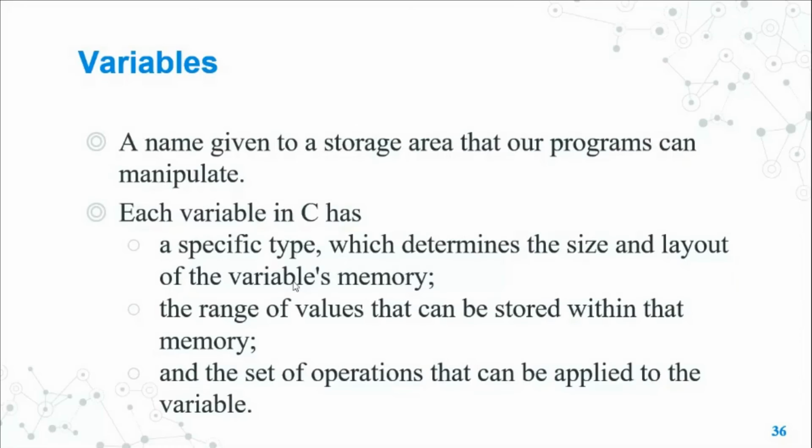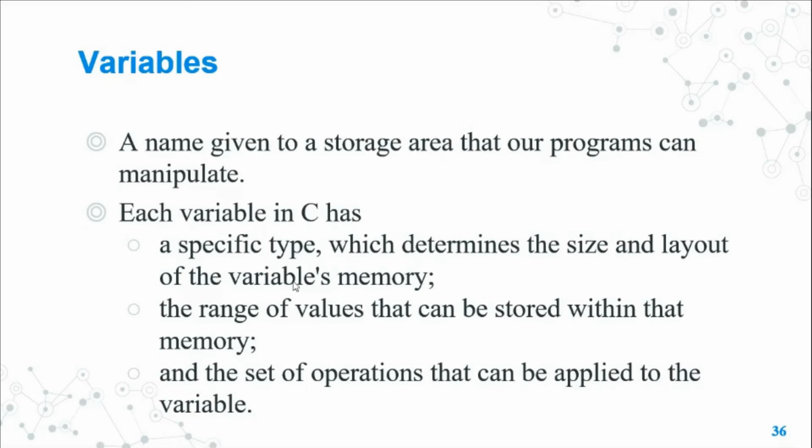A variable is a name that is given to a storage area that our programs can manipulate. When we declare integer 1, we reserve some memory to store specific values. And this particular name, integer 1 or whatever the variable name is, is a way to access that memory and the value assigned to it. So that is a variable as well as a variable name.